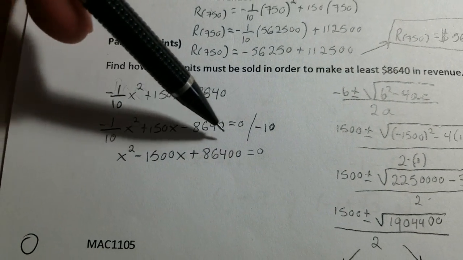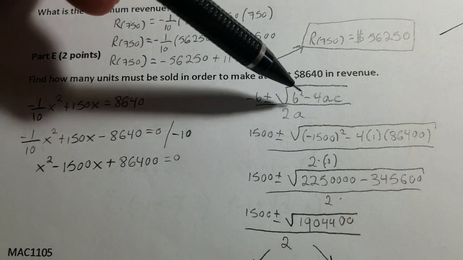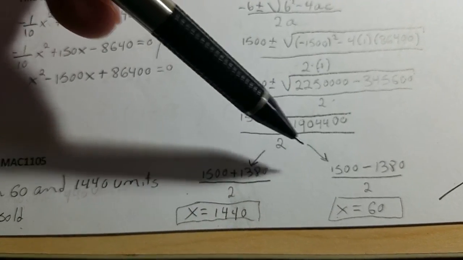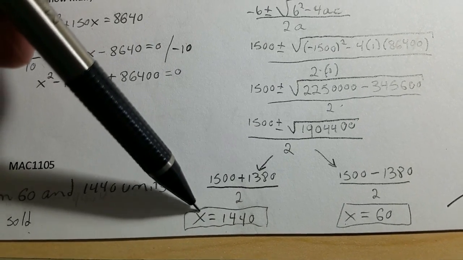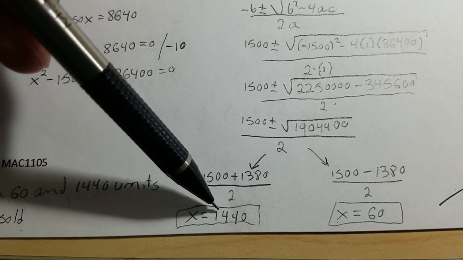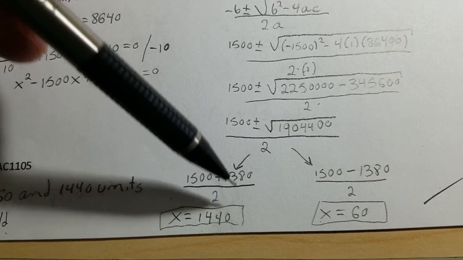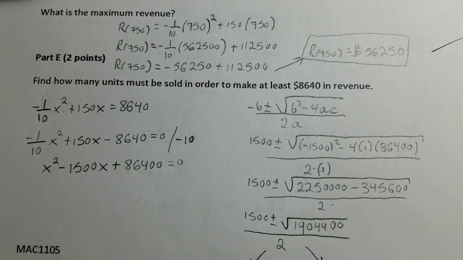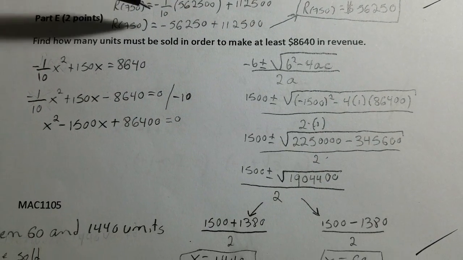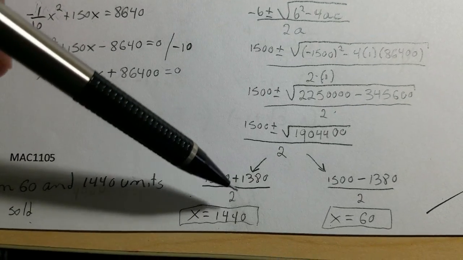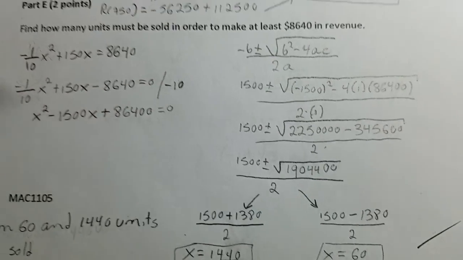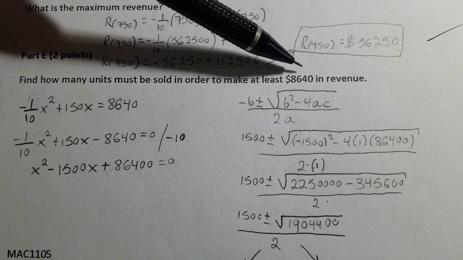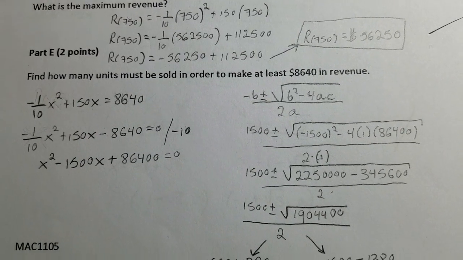So that's it. Once you have it this way, all you have to do is use the quadratic formula. You will see that you will end up with two different values for x. x would be 1,440, and then x equals 60. So what that means is that if you sell between this number and this number of units, you're actually making at least $8,640 in revenue.